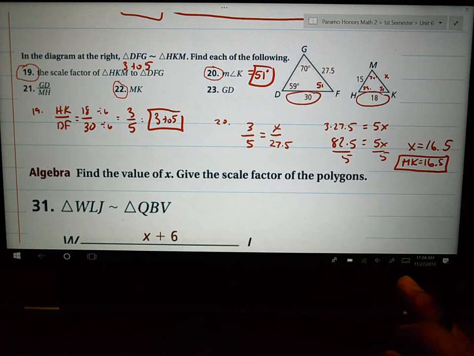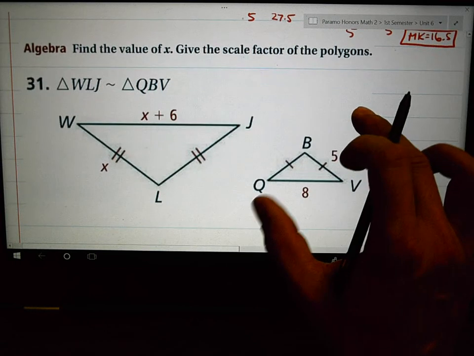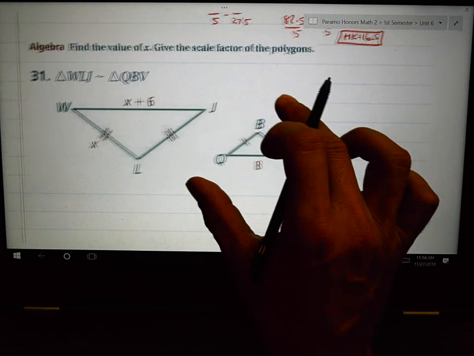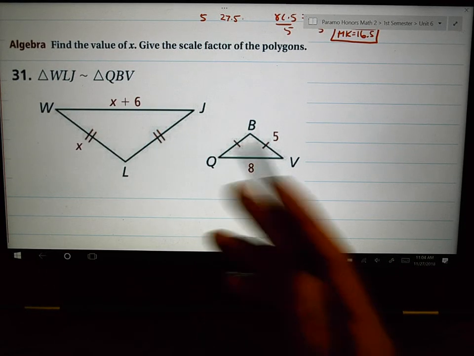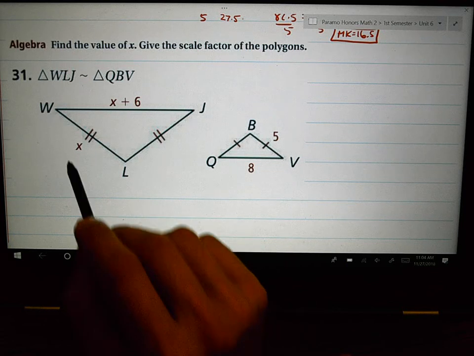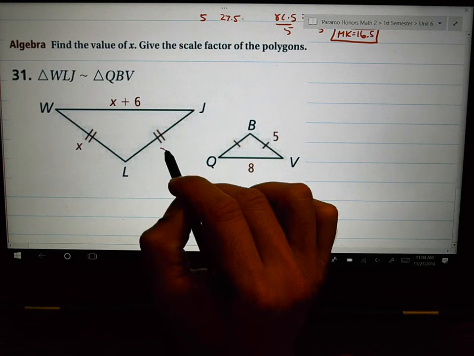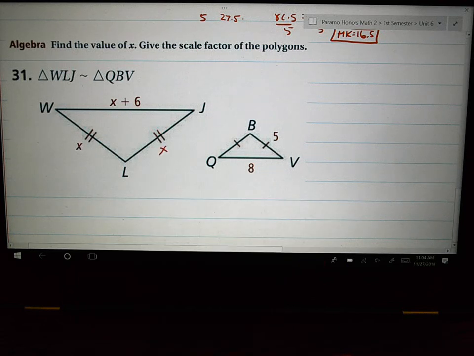Last example. Find the value of x and give the scale factor of the polygons. It tells you that they're similar. I see that both of these are isosceles, and I have an x, and so this is an x. And if I'm trying to set this up, I have to look at this similarity statement to figure it out.